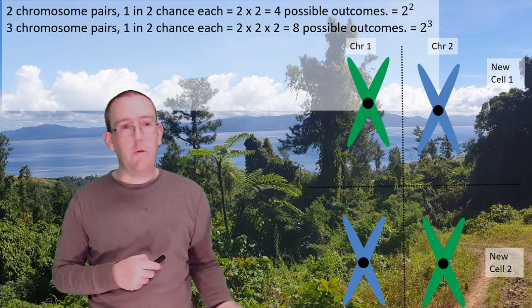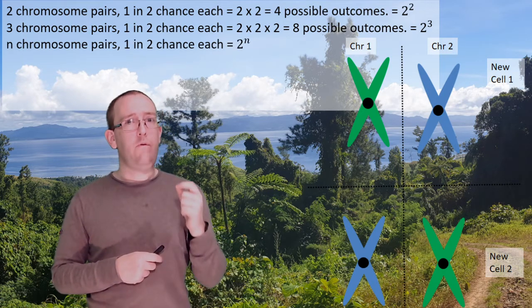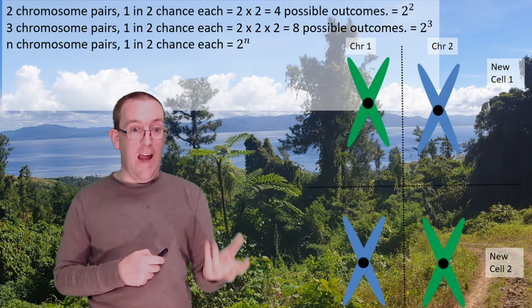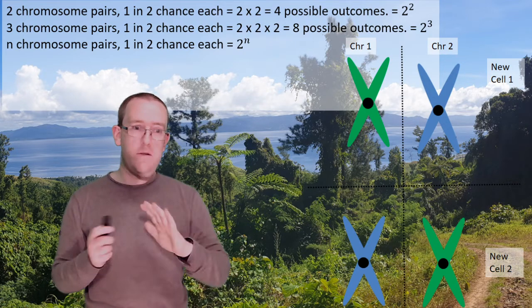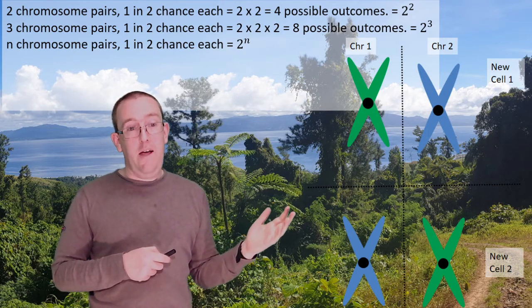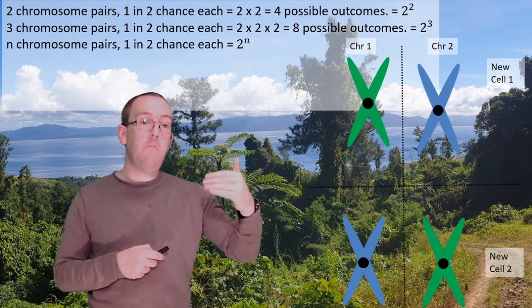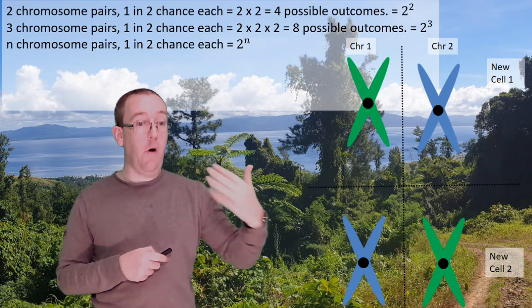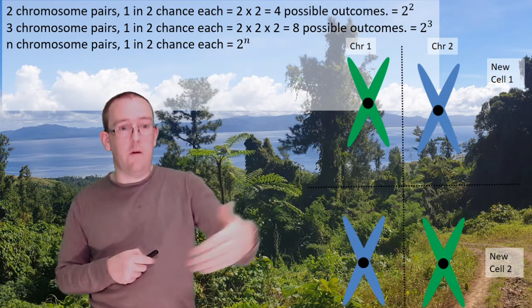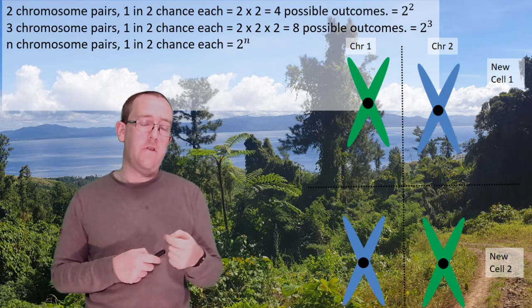Now we could keep going with this all day, but it's easier to put n in, hence n and 2n, right? So for any organism that's got a base n number, for us it's 23, for other organisms it's different, flies it's 4, you know. For n chromosome pairs, each chromosome pair still has a 1 in 2 chance, but that's multiplied by the number of times, so 1 in 2 times however many we've got to the power there, right?